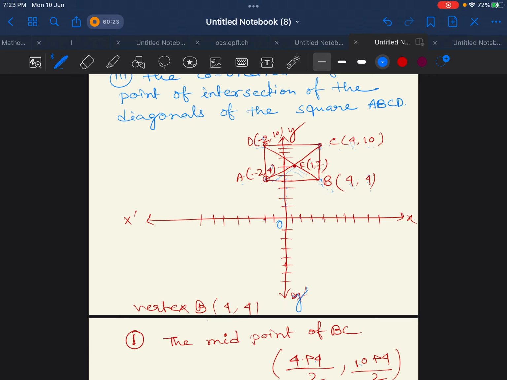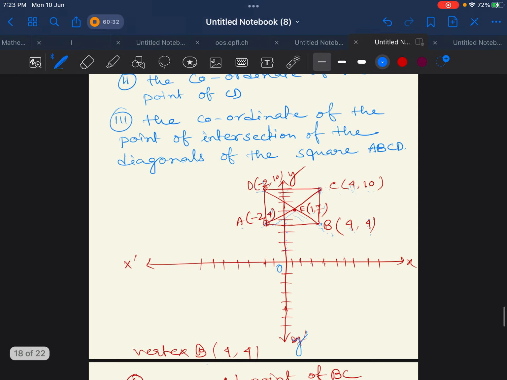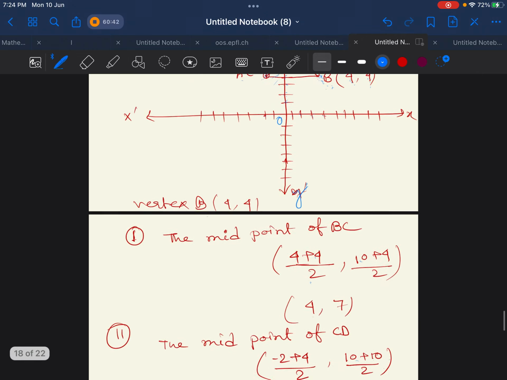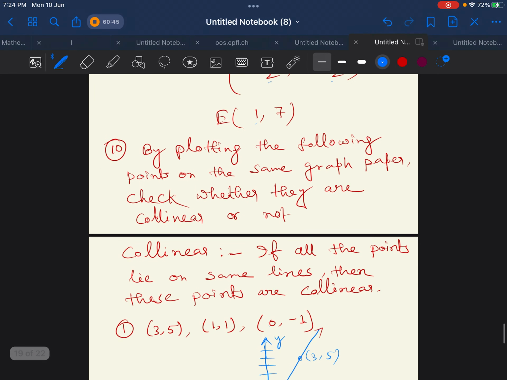Same, if we calculate the middle point of AC, then we get the point (1, 7). Okay, and this is the intersecting point of the diagonals, so the middle point of BD and the middle point of AC is the same, so this is the point (1, 7). Okay, question number 10.